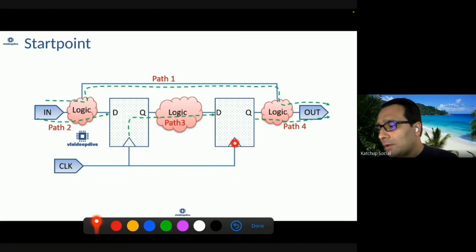There is another path here from this sequential to the output port, and the start point for this is this clock pin. There is another path from input port to the output port, and the start point for this is input port. So start points are where either data is being launched or data is available at a certain time, which is input port. So typically start points are input port and or clock pins.